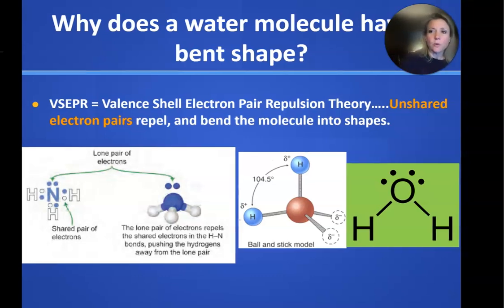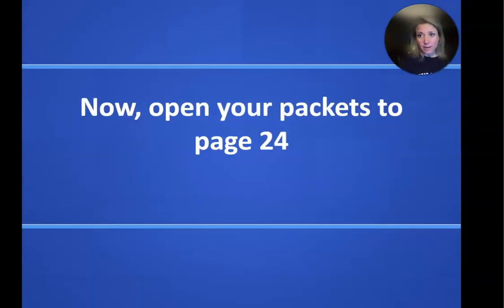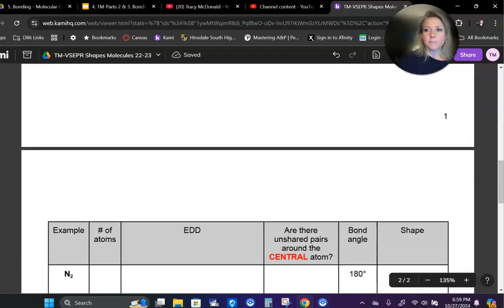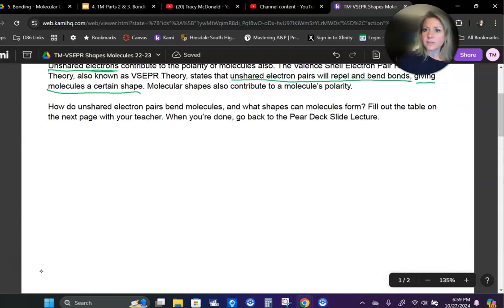Okay, so what I want you to do now is grab your packets, grab a pen or a pencil, and open up to page 24. Go ahead and put this on pause so that you can do that. All right, hi there. We should be on packet page 24. Sorry, it doesn't look like that. It actually looks like this.